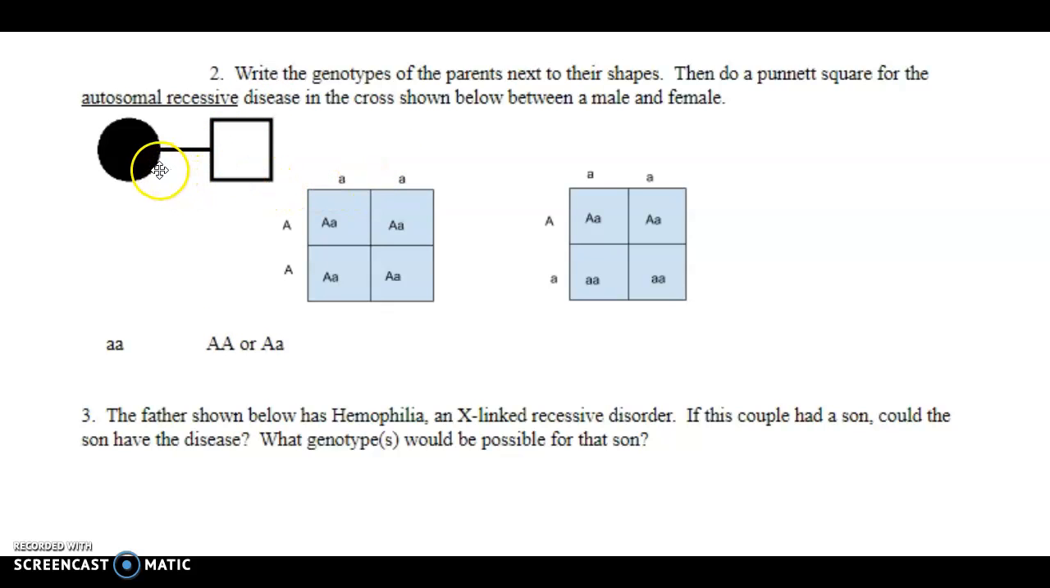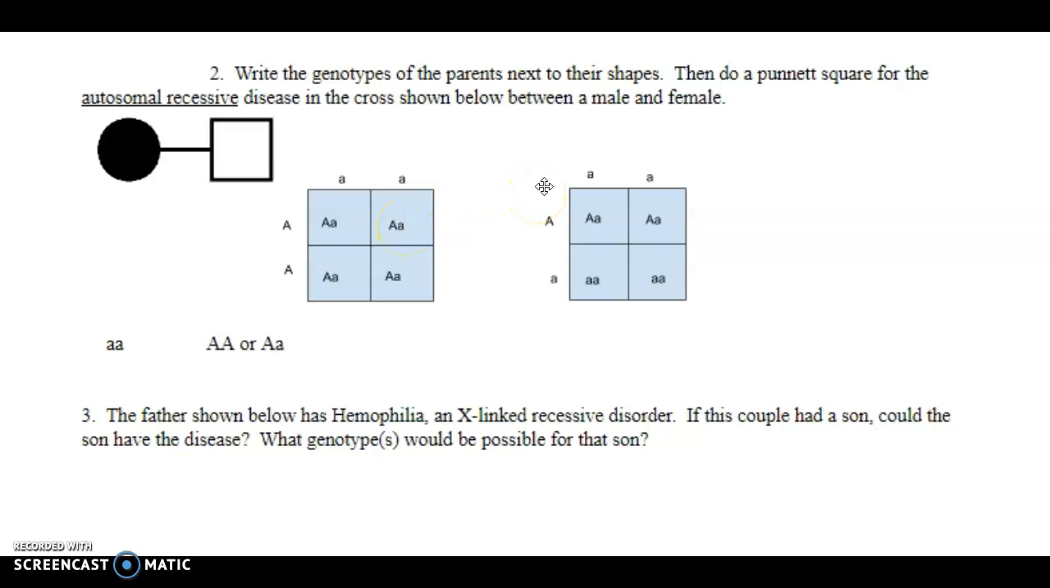The female is affected, and it's an autosomal recessive, so we know she has to be little a, little a. So she's little a, little a. He has to have at least one big A, but that's all we know. He could be big A, big A, in which case we would end up with 100% offspring being heterozygous big A, little a, with the phenotype of being unaffected.